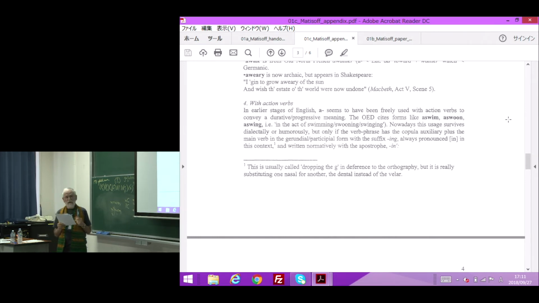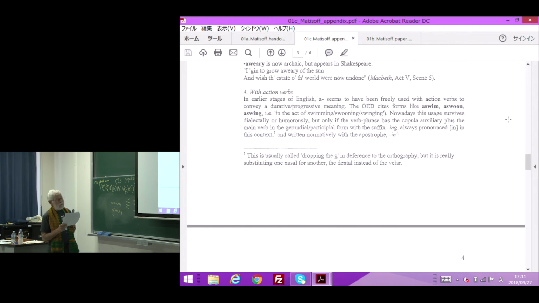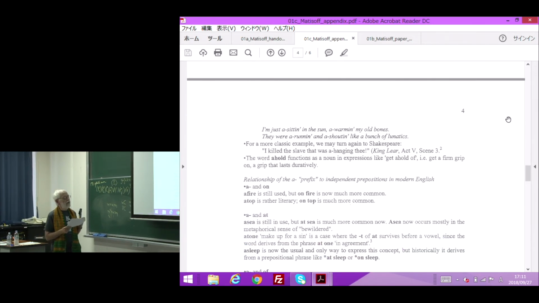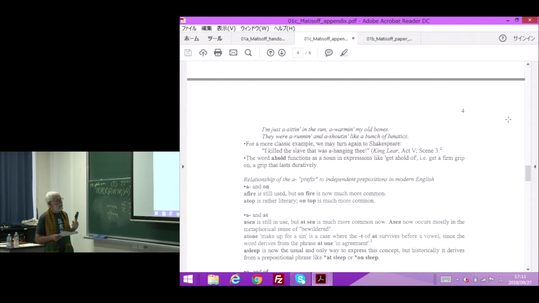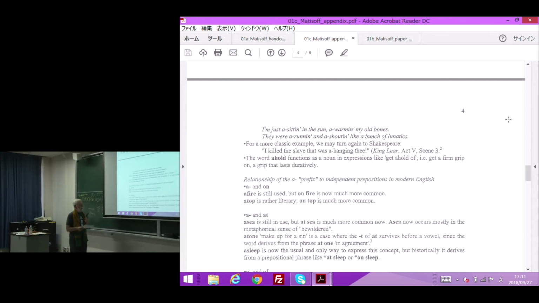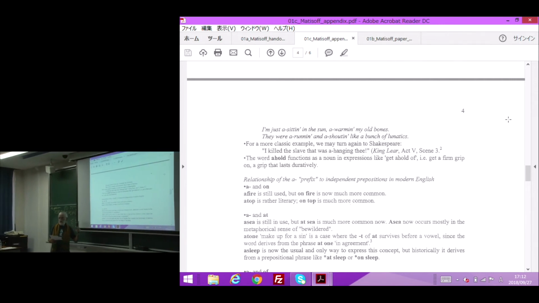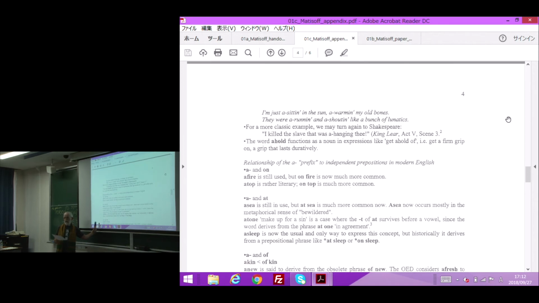So a lot of these expressions are archaic, obsolete, or moribund. So some examples here. We still say afire, but on fire is now much more common. Atop is kind of literary, on top, we say. Asea we can still say, but at sea is more common. Atone, that's interesting. To atone for a sin, that actually comes from at one, in agreement. Asleep, this is still very common. Everybody says asleep.